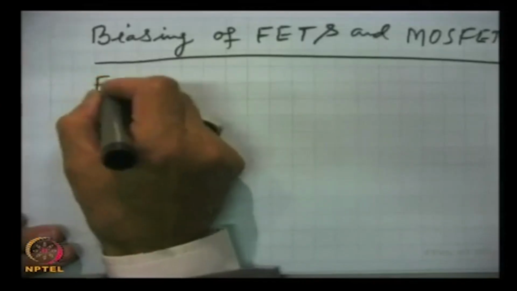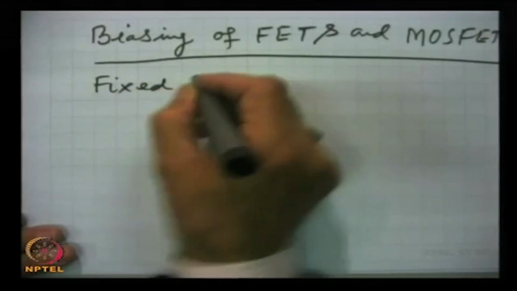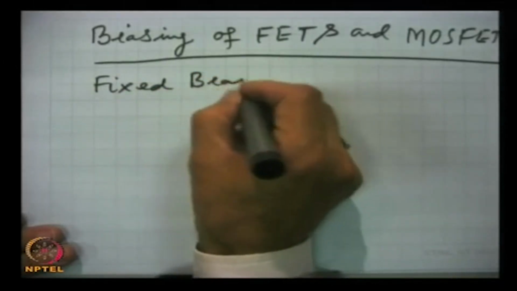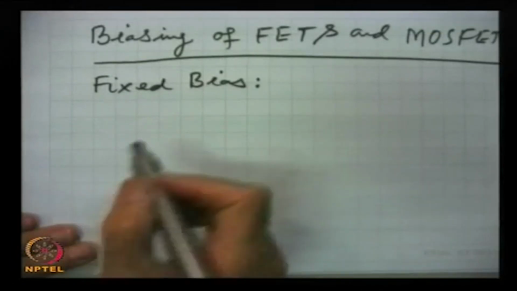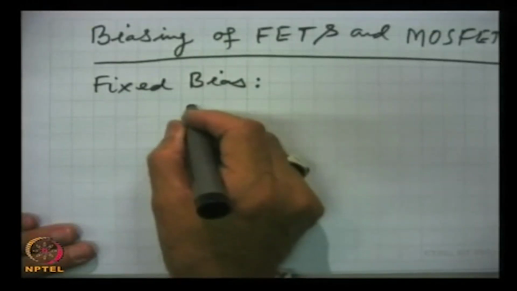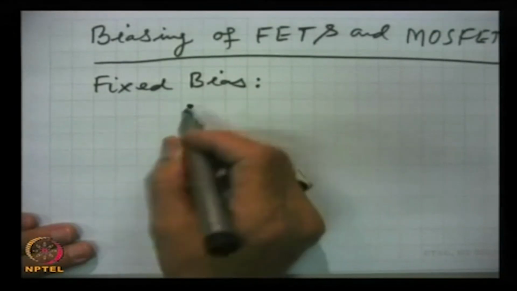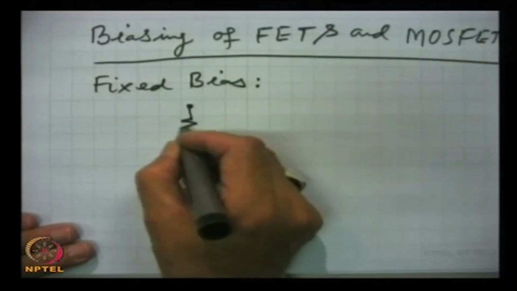Now, for the sake of completeness, I must say that one of the biasing possibilities is a fixed bias. What is fixed bias? Let us take as an example first the junction field effect transistor.